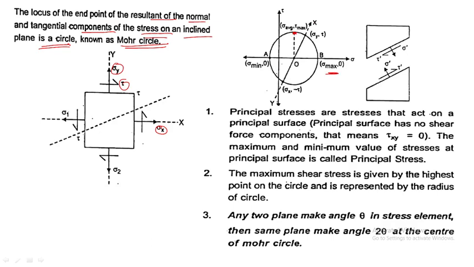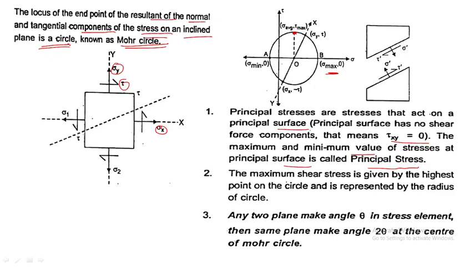Now principal stresses are stresses that act on the principal surface. The principal surface has no shear force component, that means tau xy is equal to 0. The maximum and minimum values of the stresses at the principal surface are called principal stresses.